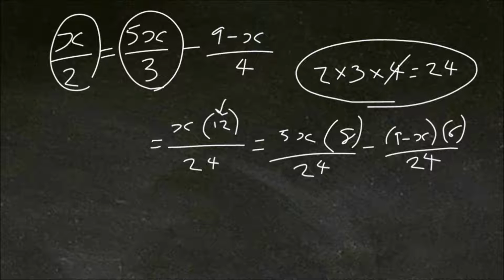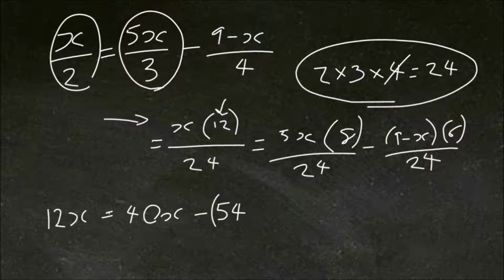A common denominator is good because then you can just look at the numerator. So all you essentially have is 12x from the first one, which is equal to 5x times by 8, which is 40x, minus 9 times by 6 is 54, 6x.